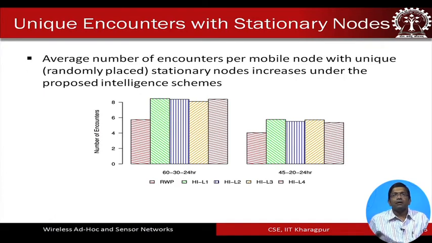As we can see over here, compared to the random waypoint mobility model, the schemes L1, L2, L3 and L4 perform better in both scenarios. That is 60 stationary nodes, 30 mobile nodes, 24 hours, and 45 stationary, 20 mobile, 24 hours. In terms of the number of encounters, these intelligence-based schemes L1, L2, L3 and L4 perform better compared to RWP.